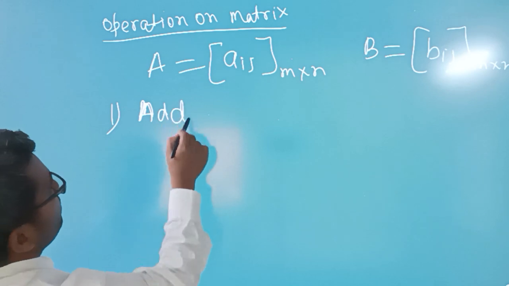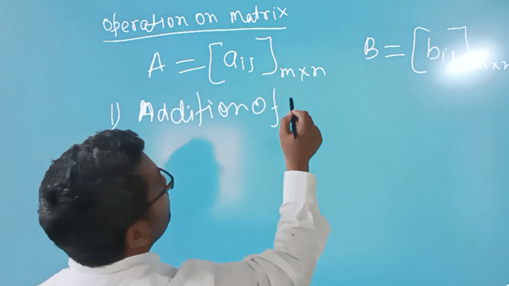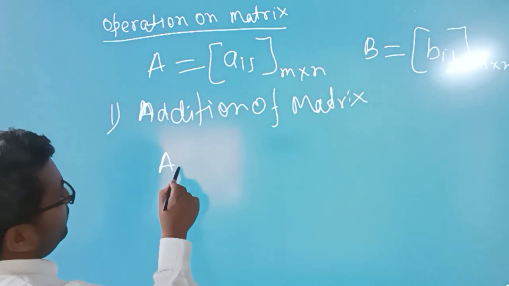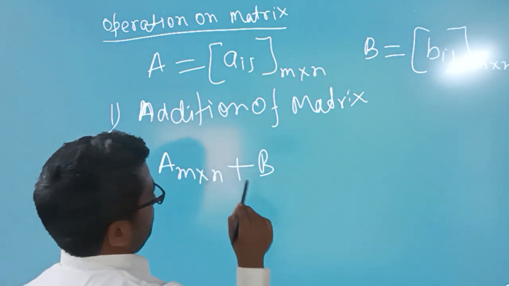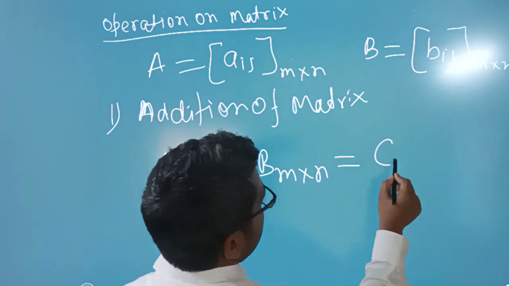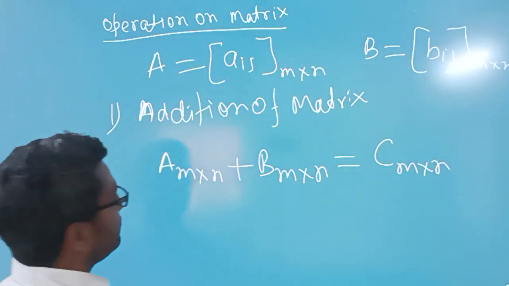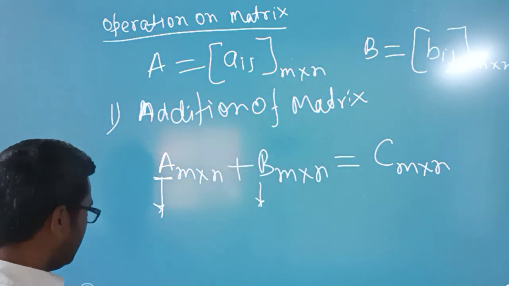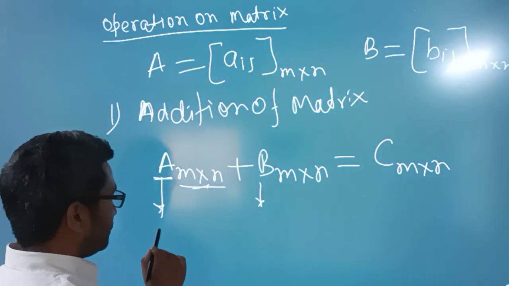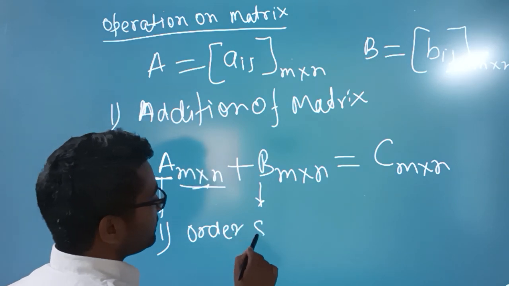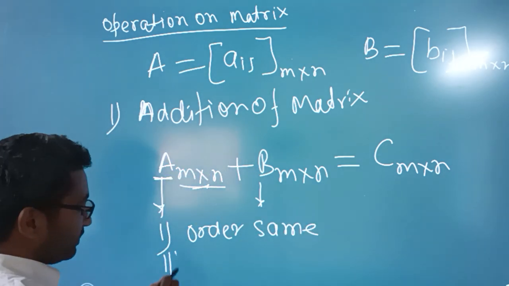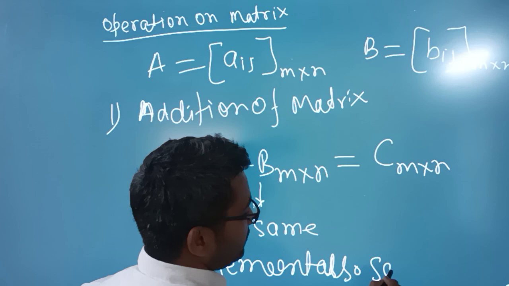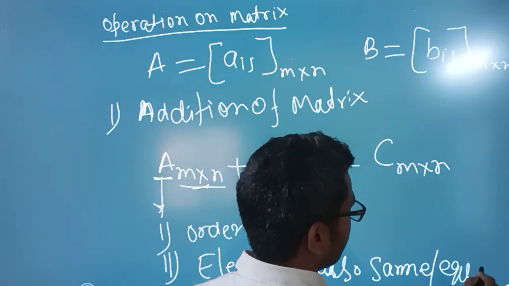discuss is the addition of matrices. Let's say A M cross N plus B M cross N equal to C M cross N. That is the addition of matrices. The matrices A and B are different, but their order is the same. First, the order needs to be the same, so the elements are also equal, meaning the same.